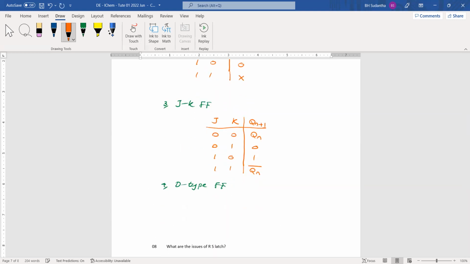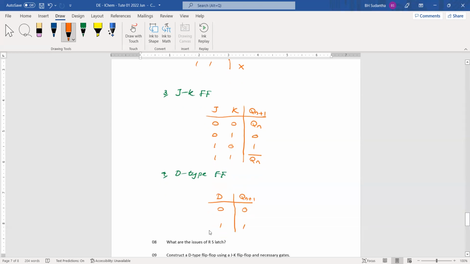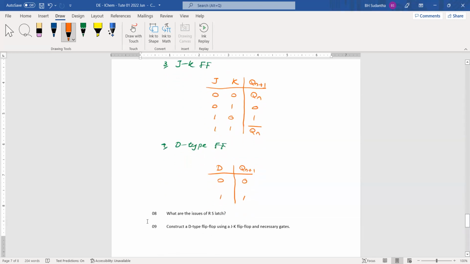D-type flip-flop is the simple one. We have only a single input. This is Qn plus 1, 0, 1. We have 0, and we have the same values at the output.